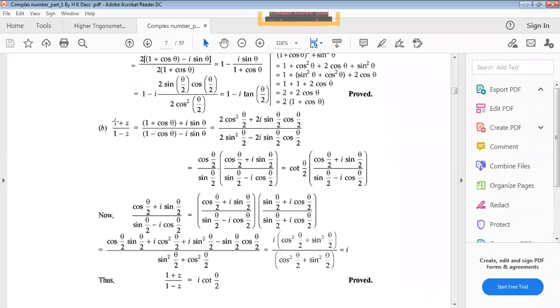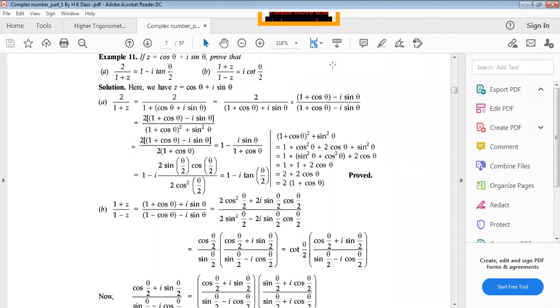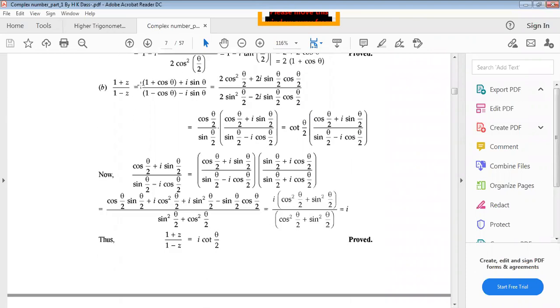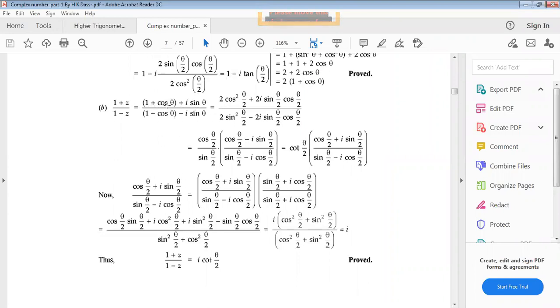From the second condition, on the left-hand side, (1 + z)/(1 − z), putting the value of z = cos θ + i sin θ, we make it into the a + b, a − b form. We have already done this here: 1 + cos θ + i sin θ and 1 − cos θ − i sin θ. We can apply the formula 1 + cos 2a equals 2 cos² a, where a means θ/2. Plus, this is another formula, sin 2a equals 2 sin a cos a.